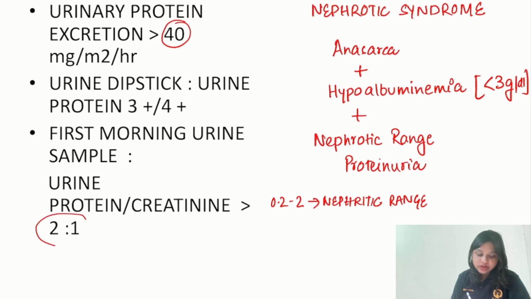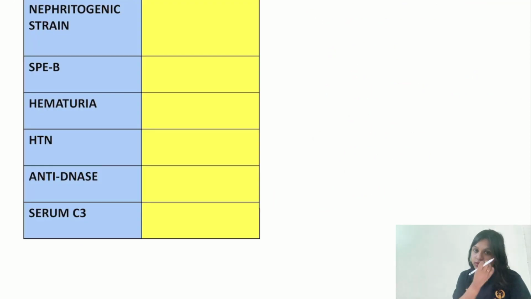So this number is very important, and this number is also very important. And all these tests, that is urine dipstick, urine heat test, in nephrotic syndrome, you need to repeat them for 3 consecutive days. This also is very important. A single test will not do. You need to repeat it for 3 consecutive days.